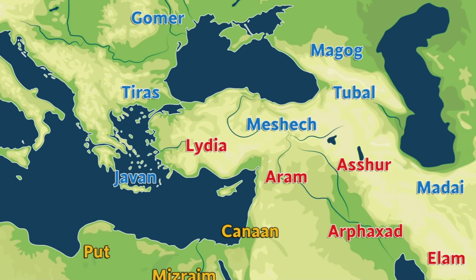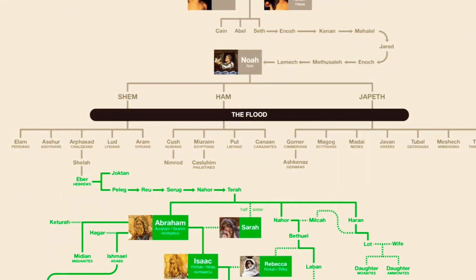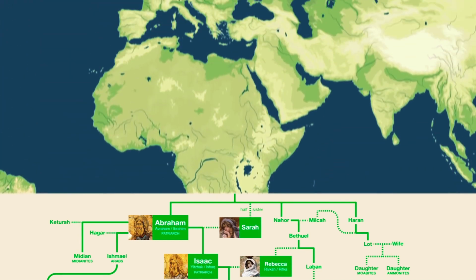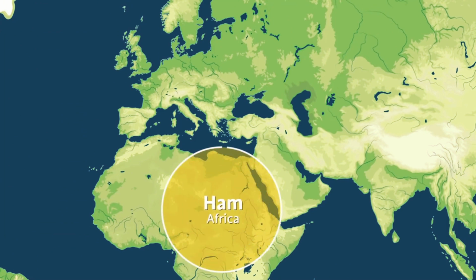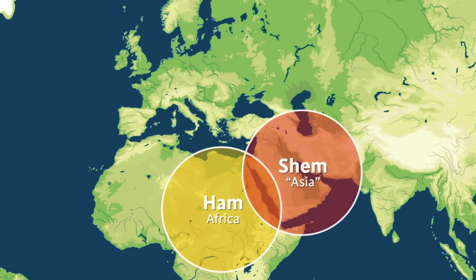During the medieval period, it was thought that some of these nations, in particular Gomer, spread into Europe. If we return to the family tree chart, you'll notice that Gomer had a grandson named Ashkenaz, who was thought to be the ancestor of the Germans. It is for this reason that Jews who lived in Germany and then migrated to Eastern Europe came to be called Ashkenazi Jews. So when it comes to the three sons of Noah, very roughly you could say that Ham represented Africa, Shem represented West Asia, and Japheth represented Europe.